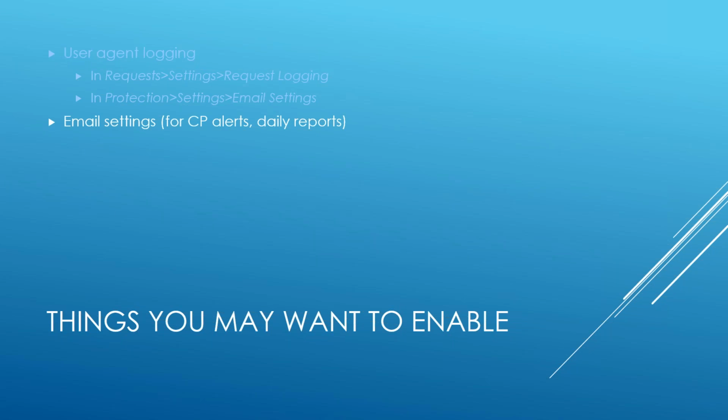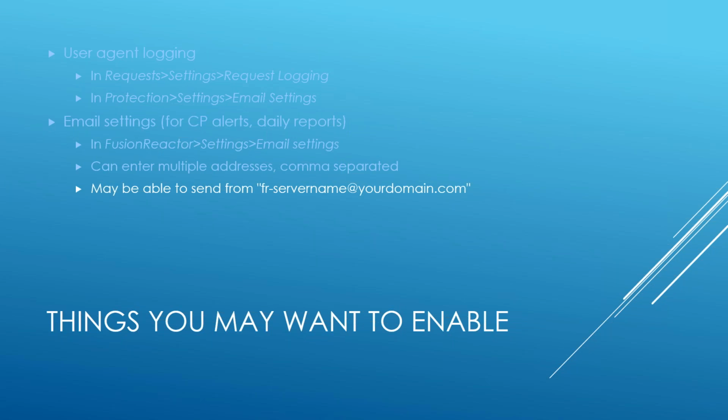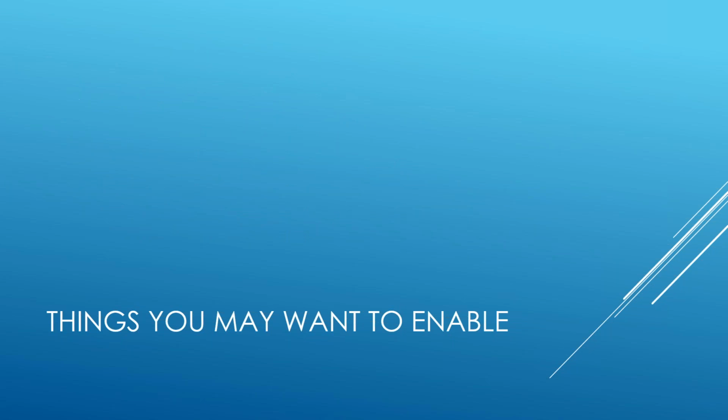And there are more settings about setting up alerts. If you want to get alerts and daily reports, you go to the FusionReactor logo in the top left corner, then go to settings, email settings, and you can fill in who should get the email and what mail server it should go through. You can put multiple addresses separated by commas. You might even find you can send it from a name that doesn't exist. Your mail server may let you do that, and that can be helpful for setting up rules. And then there's a test email button to try that.